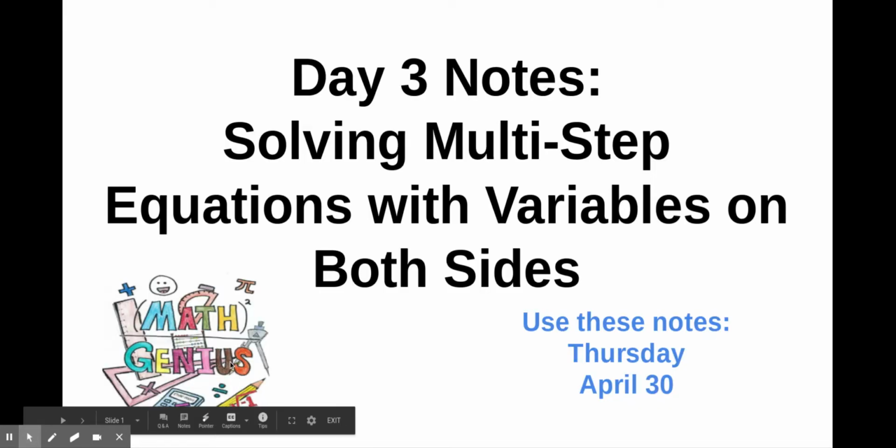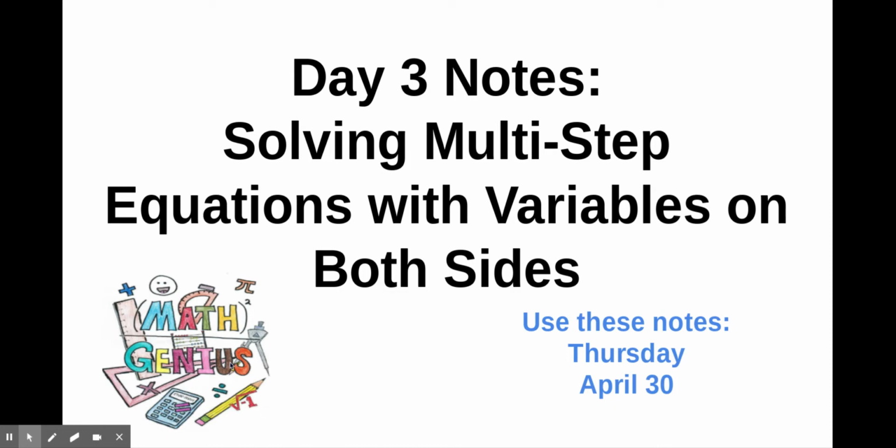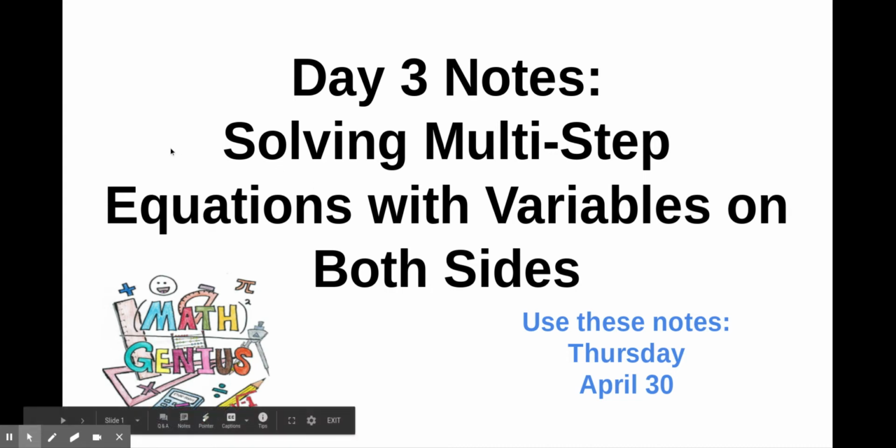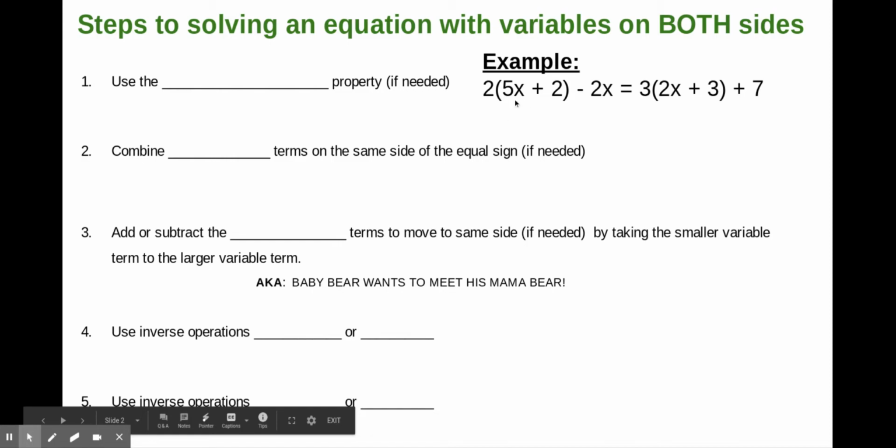Good morning. Today we are going to continue solving equations with variables on both sides. But today we're going to add in one more additional step. So let's take a look. If you look here, we have 5 steps that we're going to go through. Yesterday, we only had 4 steps.